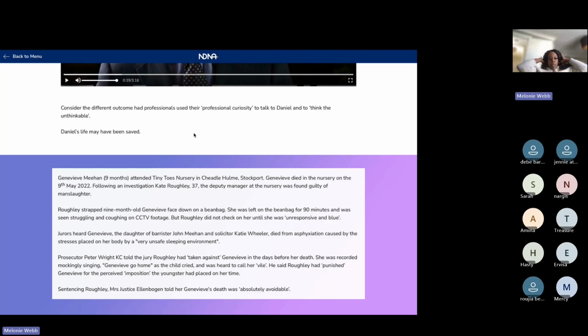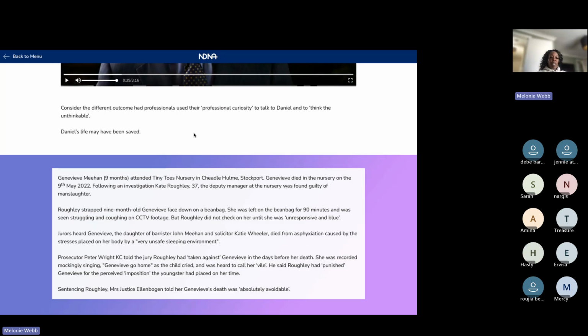Okay, let's crack on. So, Genevieve Meehan was 9 months old and she attended Tiny Toes Nursery in Cheadle in Stockport. Genevieve died in the nursery on the 9th of May 2022. Following an investigation, Kate Ruffley, 37, the deputy manager at the nursery, was found guilty of manslaughter. Ruffley strapped the 9-month-old Genevieve face down on a beanbag. She was left on the beanbag for 90 minutes and was seen struggling and coughing on CCTV footage. But Ruffley did not check on her until she was unresponsive and blue.